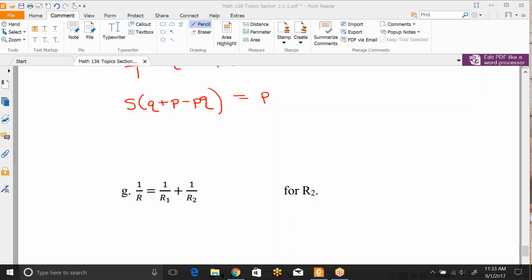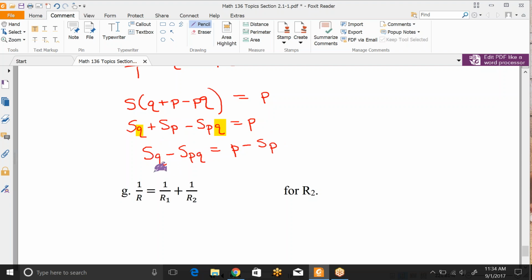There we go. So this is going to be sq plus sp minus spq equals p. The two that have the q are the first term and the third term. So we want to leave these on this side. We want to move the sp over. So I have sq minus spq equals p, and this was a positive sp, so when I move it over, it'll be minus sp. Now I want to pull the q out, because remember, that's the one we're trying to solve for. And do not turn that into 0. That's an s and an sp. Those are different creatures.